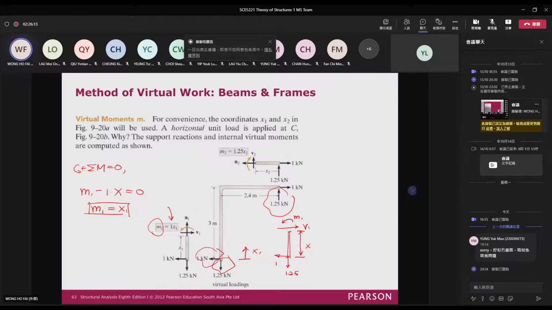For the horizontal member, you can start your coordinate system from here and point to the left-hand side. So you have your M2 here. Again, summation of moment is equal to 0. Then you have 1.25 times X2, a positive value, minus M2, which is equal to 0. So M2 is equal to 1.25 X2. So you can find the virtual moment of the vertical member and then of your horizontal member.